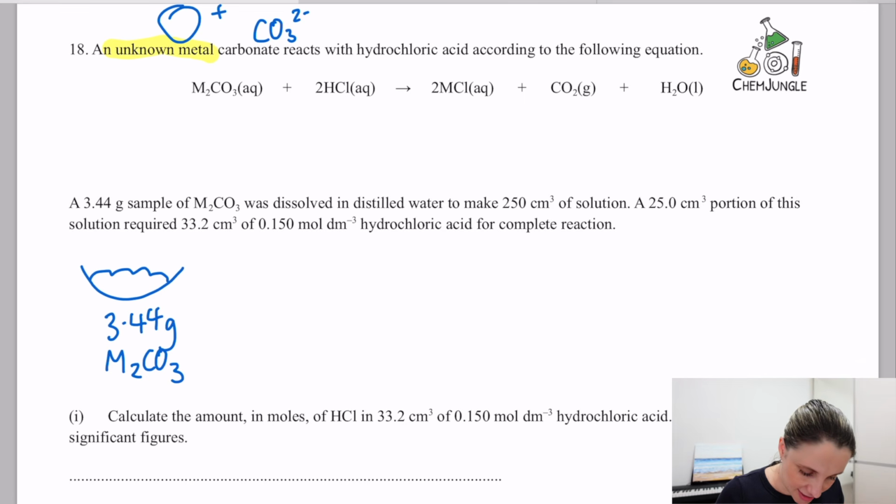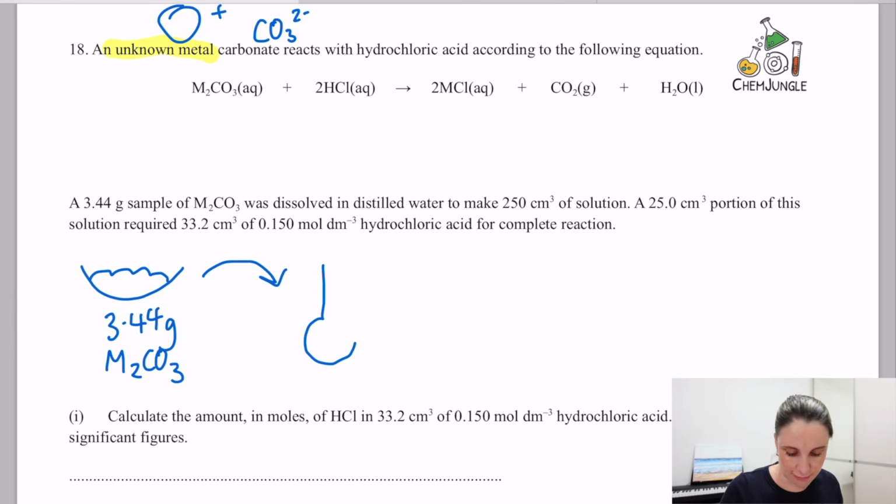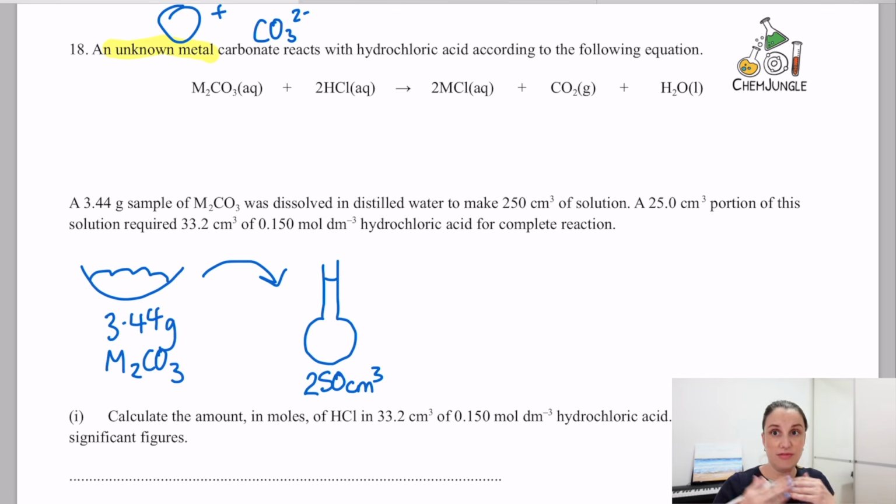They said it was dissolved in distilled water. Normally when we're dissolving in distilled water, that means putting it in a volumetric flask. It could be a conical flask, whatever you want to do, but I'm going to draw it like this. So they put it into water up to 250 centimeters cubed. So I'm envisioning that I've now got this solution that contains the 3.44 grams of powder that we started with.